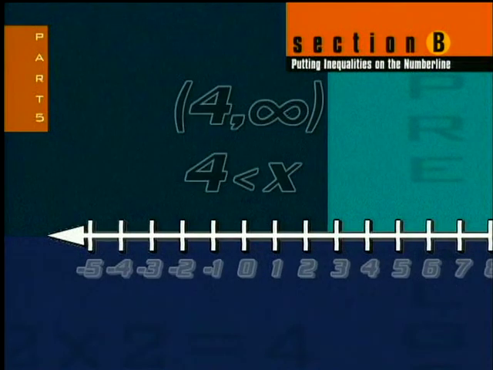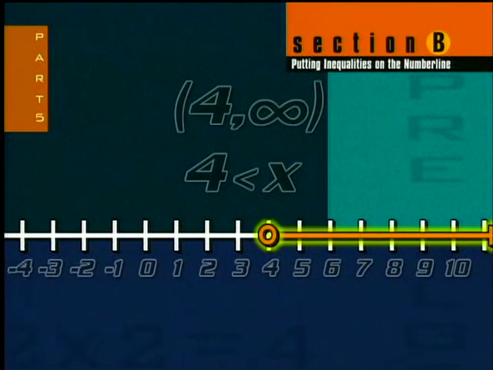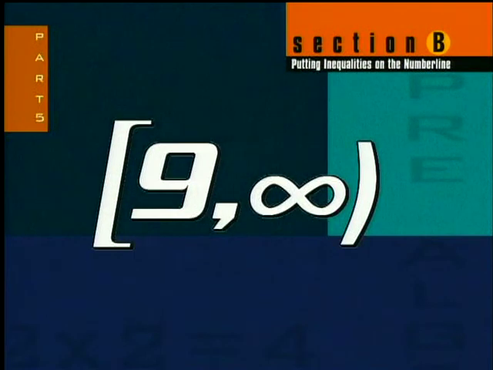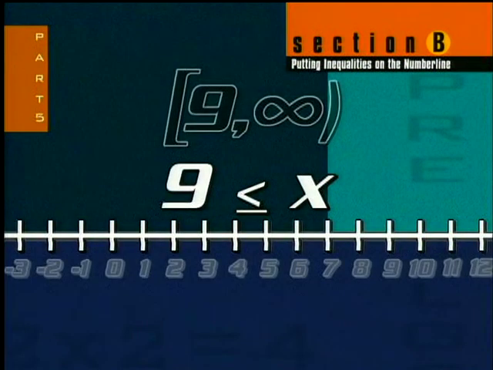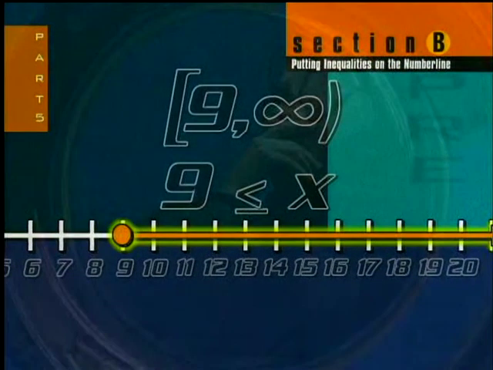This means all numbers greater than 4. On our number line, we make an open circle at the number 4 and shade the line all the way to the right. Here the numbers start at 4 and go on and on. They never stop like they would in a finite interval. Likewise, if we saw bracket 9, comma infinity, parentheses, this means all numbers greater than or equal to 9. We'd make a filled-in circle at 9 and shade all the way to the right.